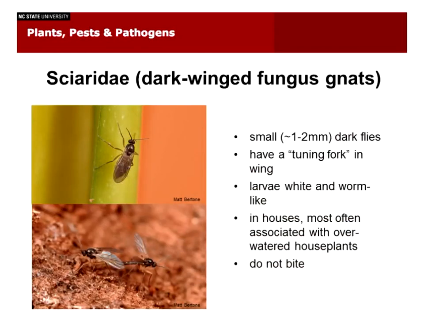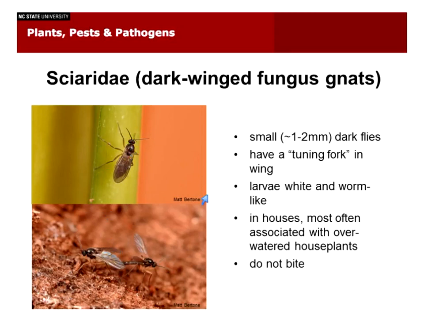Okay, dark-winged fungus gnats, Sciaridae, are another very common one. Most people are very familiar with these. If you work outside, they're very common outside around rotting logs and compost bins. But in homes, they're most often associated with overwatered houseplants. They're one of the most common flies in homes. They're very small, about 1 to 2 millimeters, maybe a little bit bigger than that, but typically not. And they're dark flies with usually smoky or very dark wings.